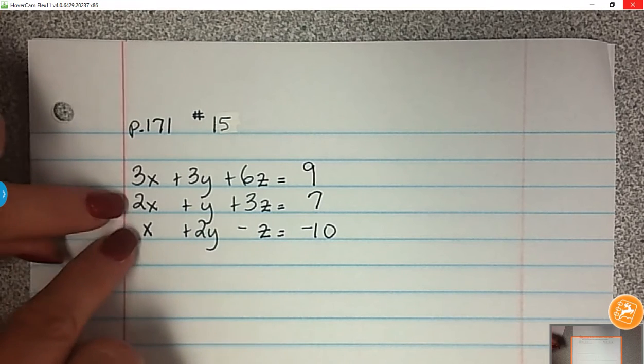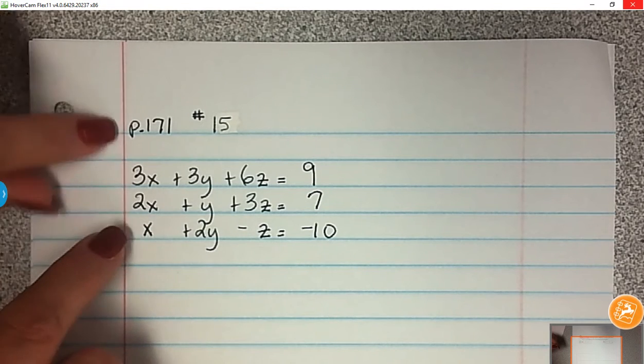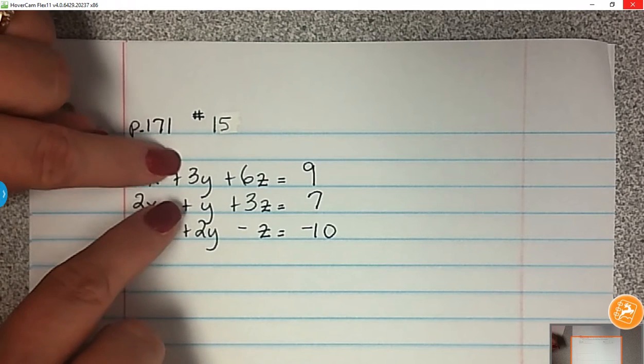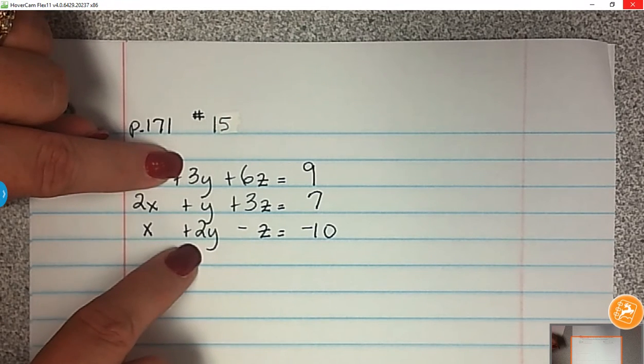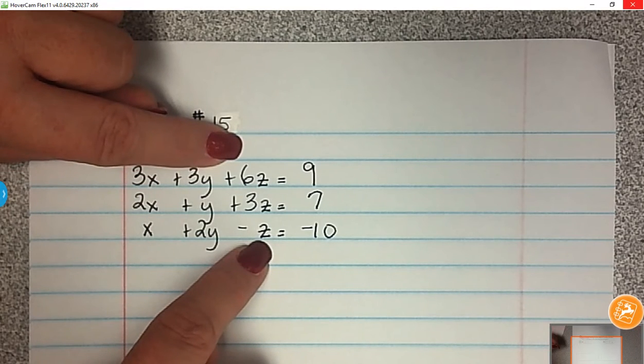Okay? I could choose these 2 equations and get rid of x by multiplying this one by a -2. I could then use these 2 equations, multiply this one by a -3, and the x will go away again. I could do something similar with these, and also with the z's.